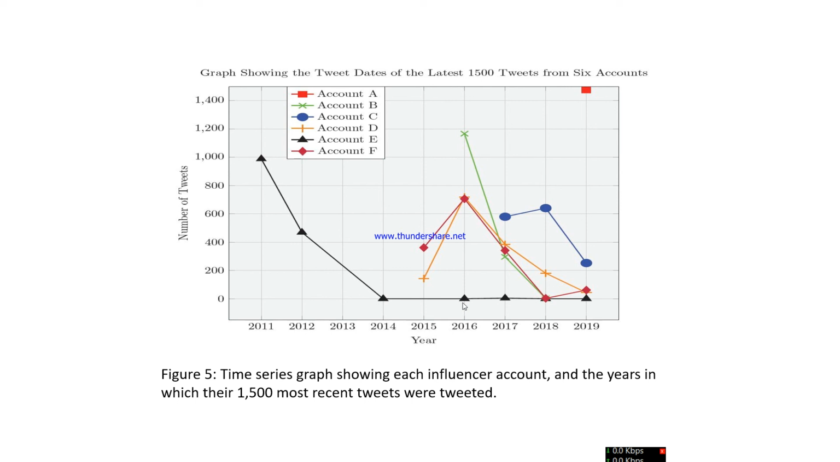Account D and account F were created in 2015. They increased in 2016, but after that their number of tweets reduces. Account B has its highest tweet count in 2016, around 1,200, but after that it also reduces because of the arrest. I think it was arrested. The same thing happened for account C.